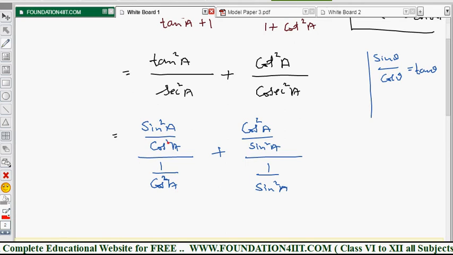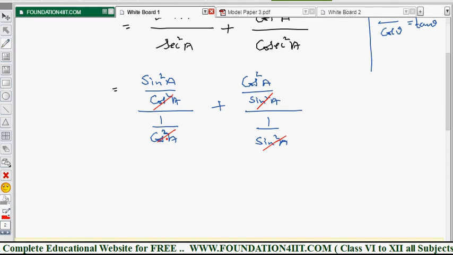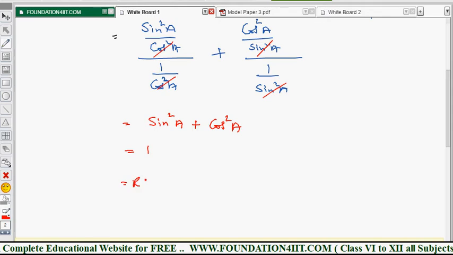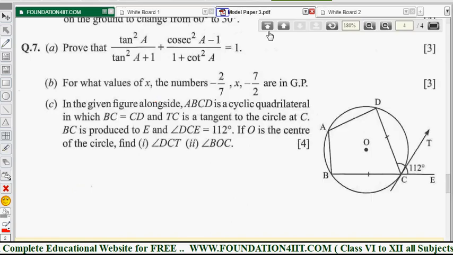And if you cancel, cos square cancels, denominators are same, you can cancel this, and remaining is sin square A plus cos square A, and one more identity is sin square theta plus cos square theta is 1. So sin square A plus cos square A is 1, that is the RHS. Very simple. So we took LHS and proved RHS. So hence proved. Right, so we can prove in this way. And see the next question.